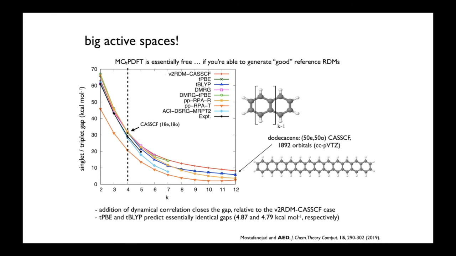The point here is MC-PDFT is essentially free. If you can generate good RDMs doing a big active space calculation, like we can with our v2RDM-CASSCF methods, you can do what's called translated PBE or translated BLYP in this MC-PDFT framework for free. And so we can do calculations on 50-50 active spaces, 2,000 orbitals, and just add that correlation energy, and it's essentially no cost after the original CASSCF calculation.